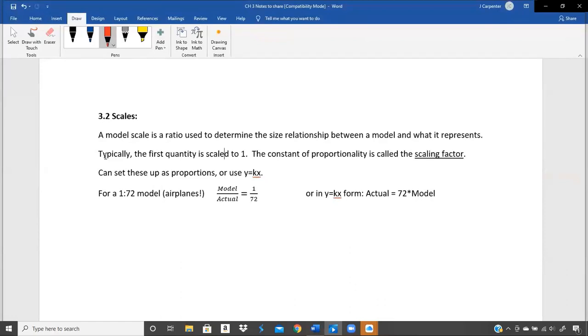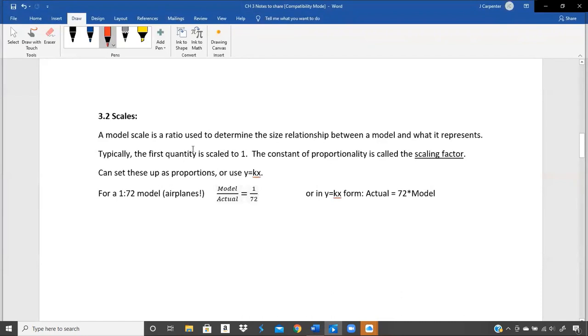Then there's bigger toy models. So maybe it's like 1 foot is 12 feet. So 1 foot of the model, which would be a larger model car, would be 12 feet in reality. Or maybe you've got a model airplane, a small airplane here. So 1 inch is 72 feet on the airplane maybe, or 1 foot in the model is 72 feet on the airplane. There are no units written here. So that's saying it could be the same units, 1 inch is 72 inches, or it could be different units, 1 inch is 72 feet.